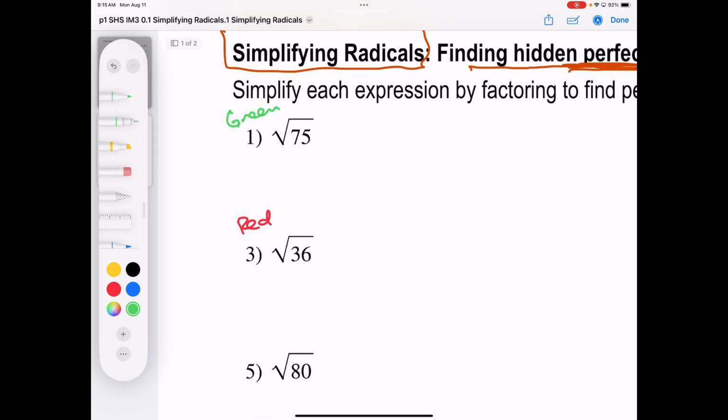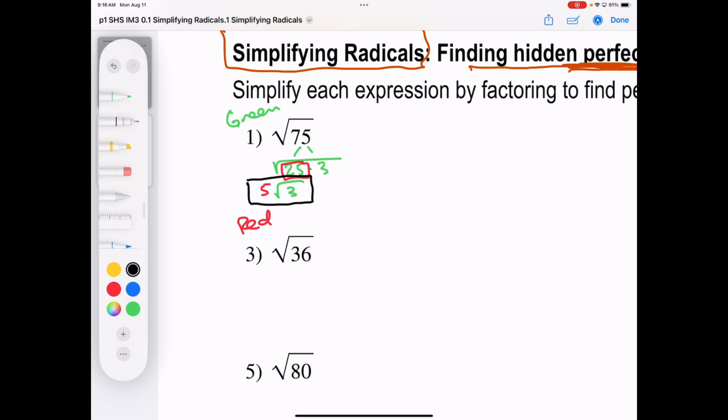All right, green chairs. How did you break up 75? 25 times 3. Break it up to 25 times 3. And the square root of 25 is 5. Okay, question. Where does the 5 go? Inside or outside? It goes on the outside. And what's left inside? The 3. So your answer is 5 radical 3. Raise your hand if you got that.